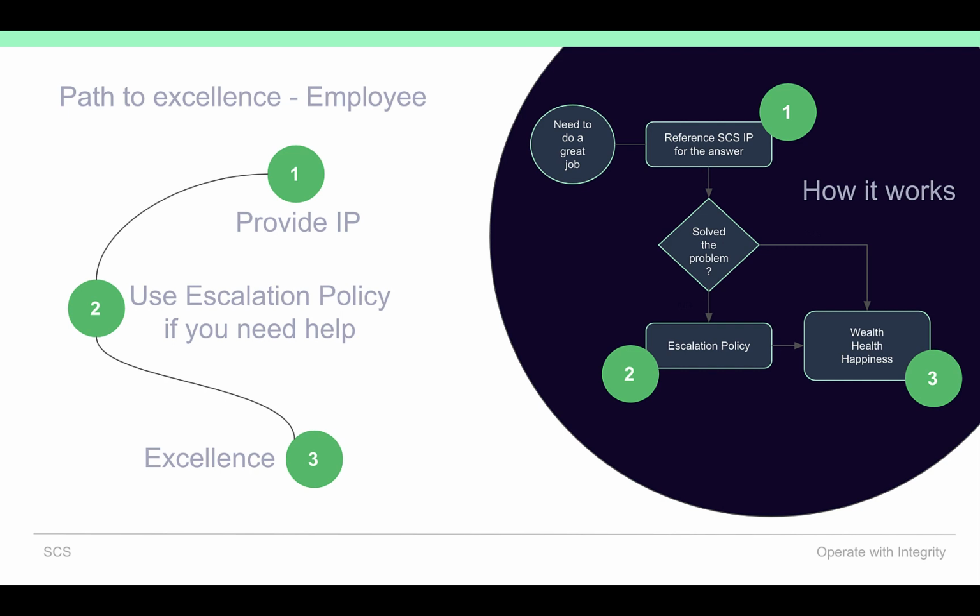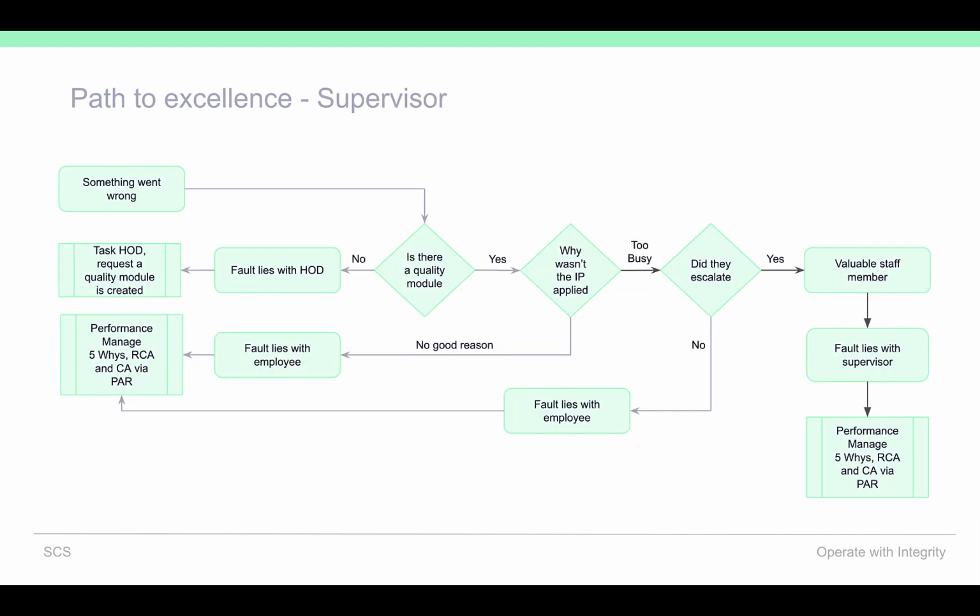If we don't have our IP set up initially and structured well for the business, we don't get off first base. We can't even get onto the first step of our path to excellence, which is why it's critical that department heads and senior leaders take this seriously. What about for the supervisors? Well, this is what it looks like for their path to excellence.